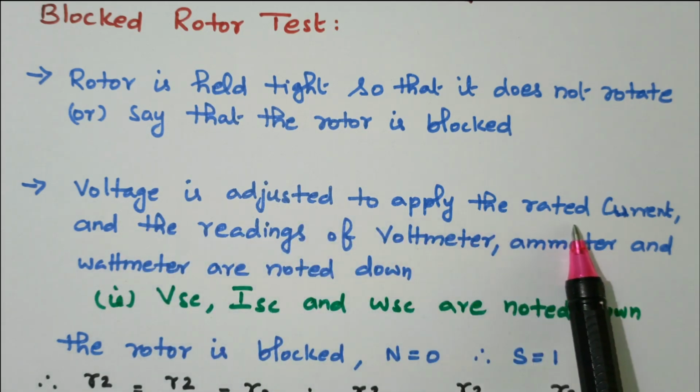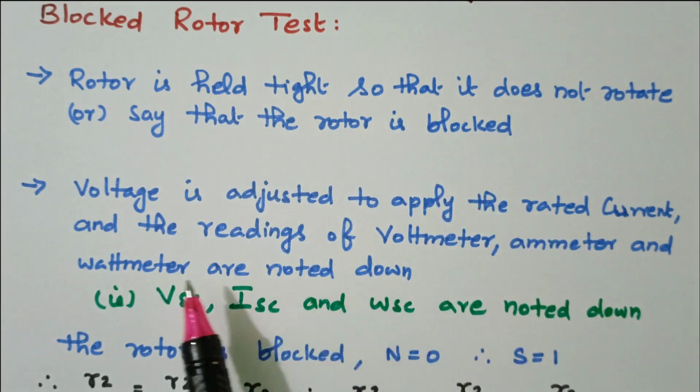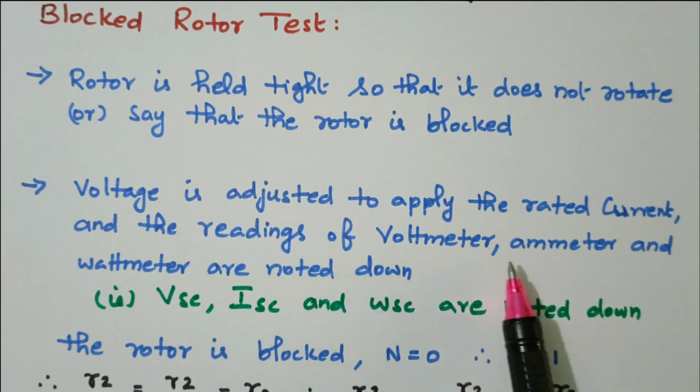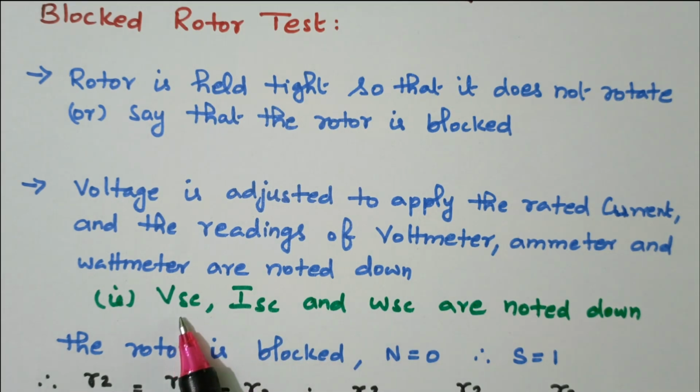In the previous case, we applied rated voltage. Because of short circuit, we now apply rated current. The readings of the voltmeter, ammeter and wattmeters are noted. Like the previous case, in this case we have VSC, short circuit voltage, short circuit current and short circuit power. In the previous case, it was no load voltage, no load current and no load power. But now it is blocked, so it refers to the short circuit.